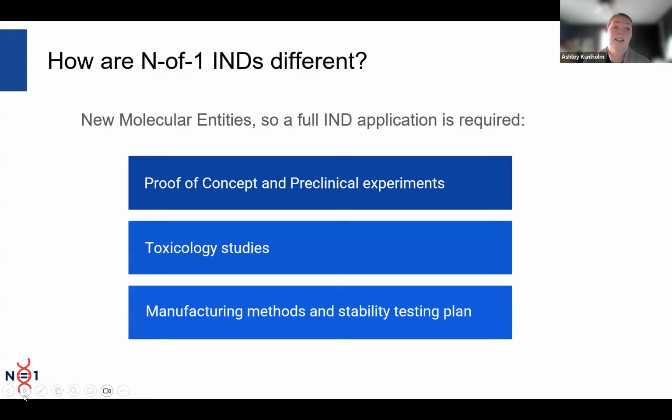So these N of 1 INDs are different because it's a new molecular entity. This has not been studied before. It has not been used before to treat patients, and so on. So therefore, a full IND application is required. The application needs to include any proof of concept, preclinical studies, experiments that you're doing, and toxicology studies. The toxicology studies, and we'll talk a little bit about these, aren't necessarily the same full package that you're using when you're doing commercial drug development, but we still need a toxicology study. And we still need to describe how the drug is going to be manufactured and how stability will be measured going forward.